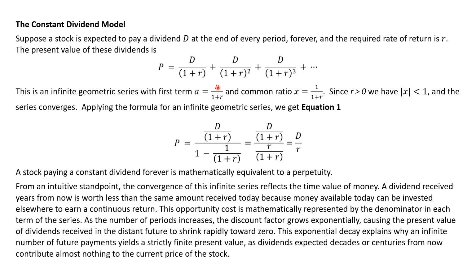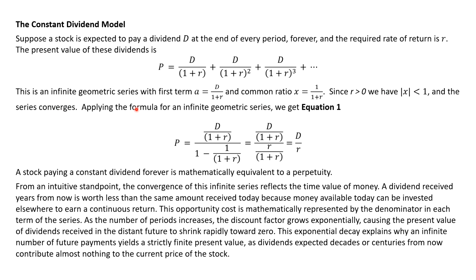We know this is a geometric series. The first term is d divided by 1 plus r. We can factor that out. And then what you get is the geometric series: the first term is 1, the second term is 1 over 1 plus r, then plus 1 over 1 plus r squared. And since r is greater than 0, we have this ratio x less than 1, and the series converges.